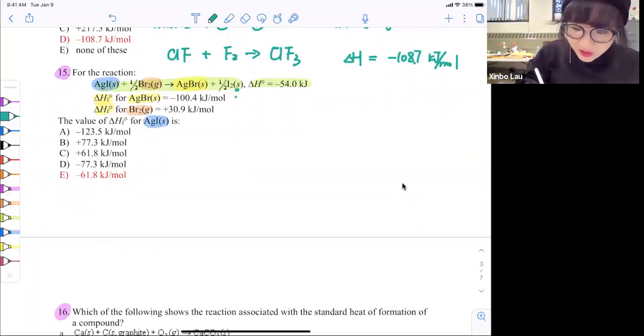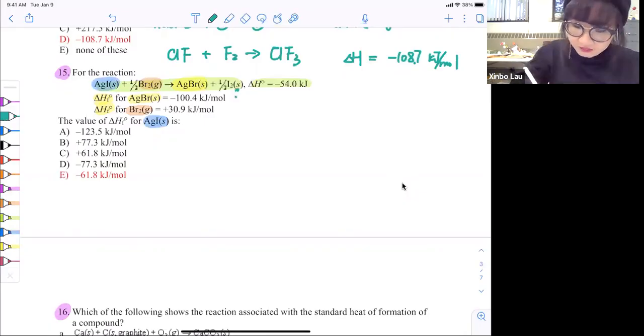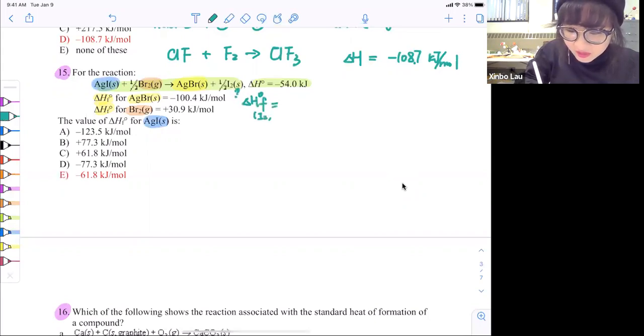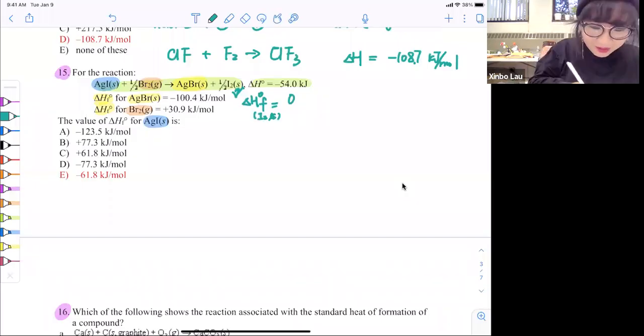Think about iodine. Under standard conditions, iodine exists as a solid. So the enthalpy of formation for solid iodine is 0. That's something we mentioned in your lecture. So I know two of them, and I'm looking for the last one. I think I know what to do.